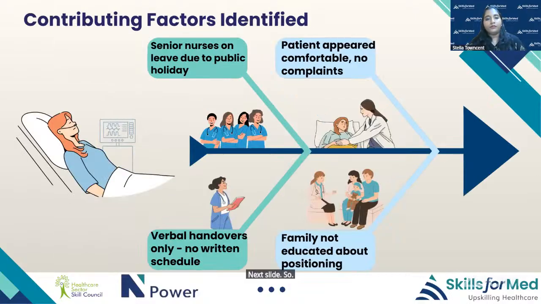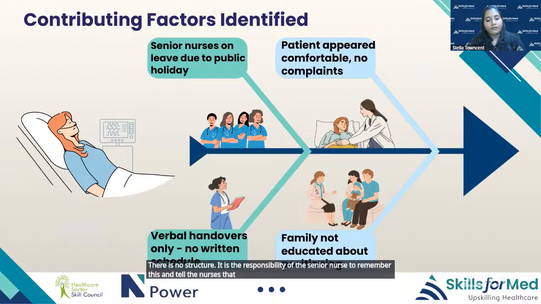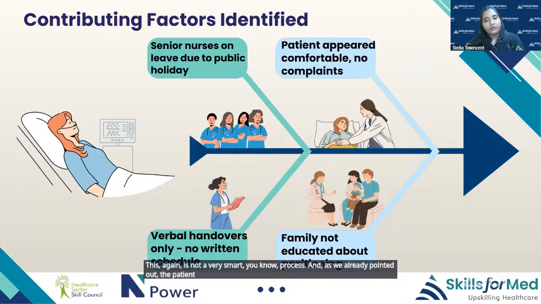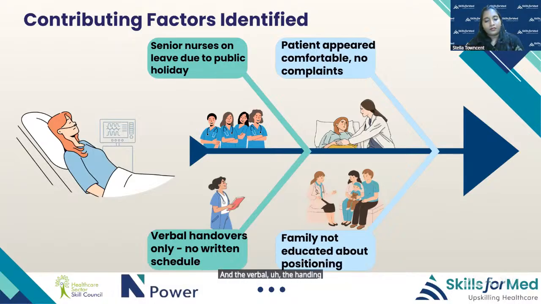Finally, on that particular day the senior nurse was on leave for a public holiday, and therefore a junior person led that handing over, and this was missed because again, there is no structure. It was the responsibility of the senior nurse to remember this and tell the nurses that this has to be done. This again is not a very smart process. And as we already pointed out, the patient appeared to be comfortable because he had a stroke and he could not feel, there was loss of sensation. And the handing overs are all verbal. There is no documentation of the handing over.